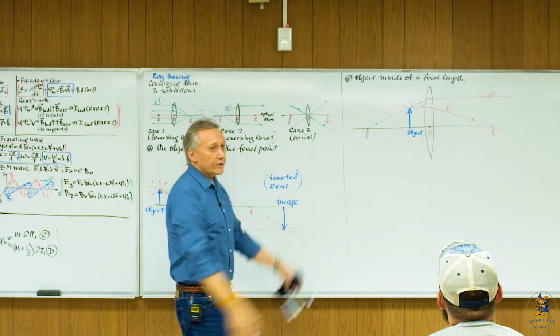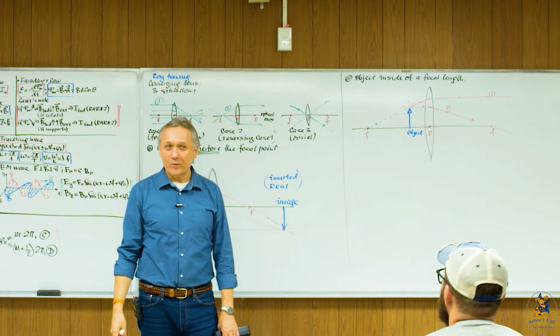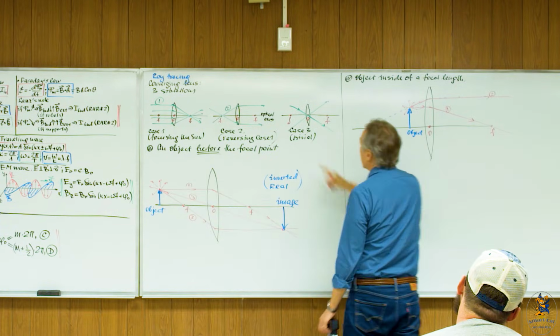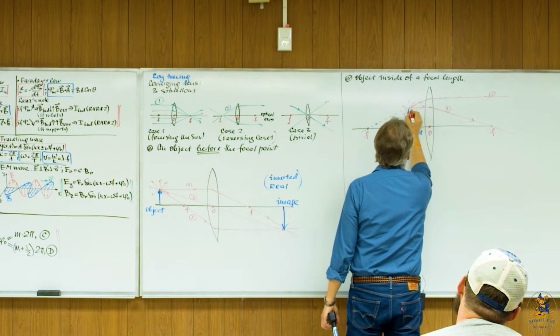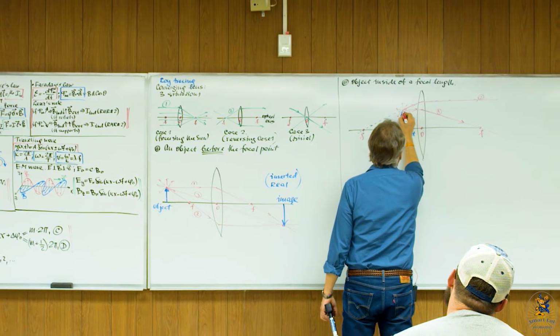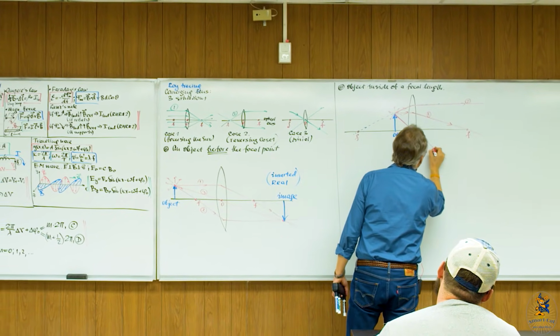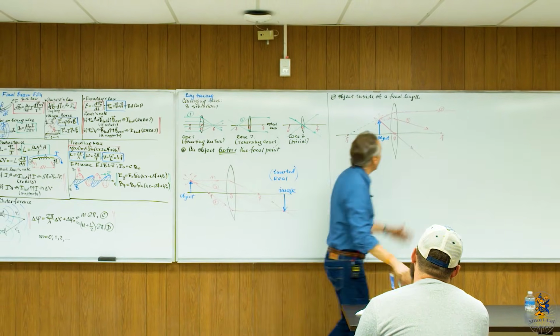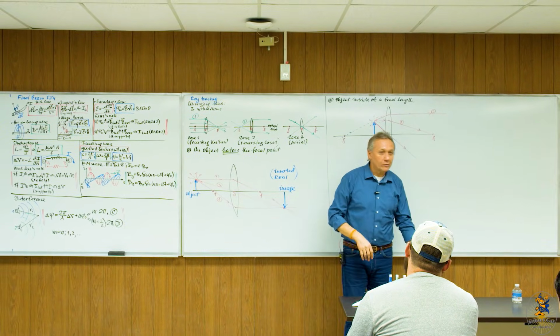Okay, even now it is already enough in order to see where the image is going to be. But I'm still going to draw ray number three, which is trivial, which goes through the center of the lens. Okay, so now you see it looks like all our rays are what are they doing?